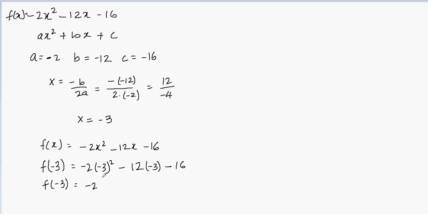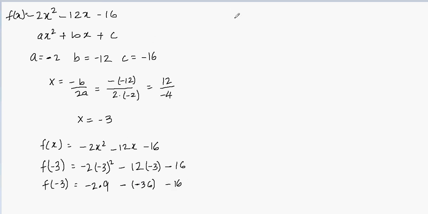So first of all, we'll solve the exponents here. Now negative 3 squared is going to be negative 3 times negative 3, which will make it 9. So it will be positive 9 minus 12 times negative 3 is going to be negative 36. So I'll write negative 36 here. And I'll write that inside the parentheses, minus 16.